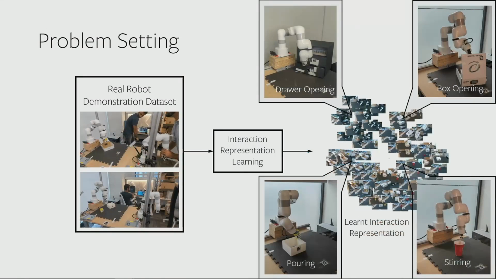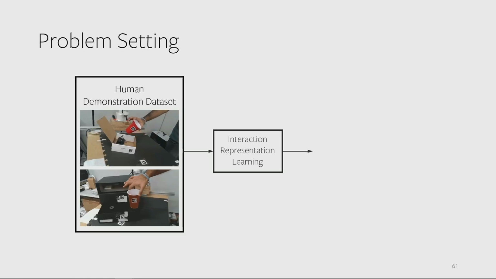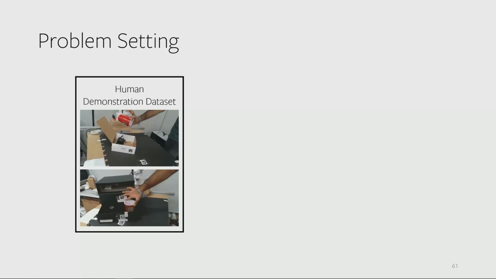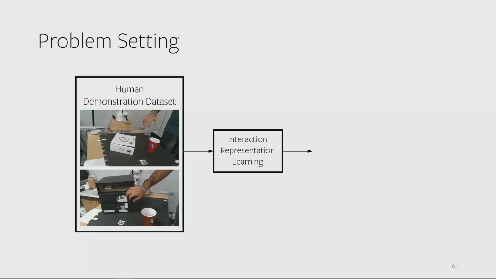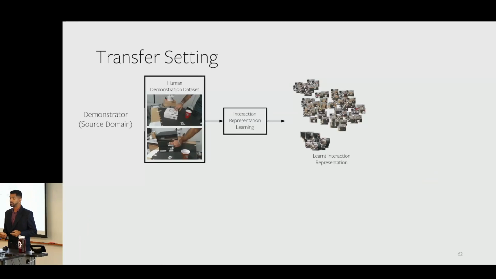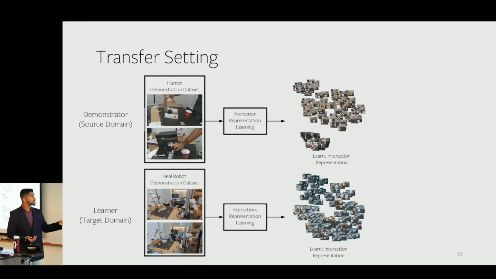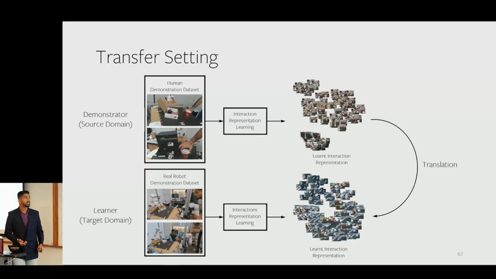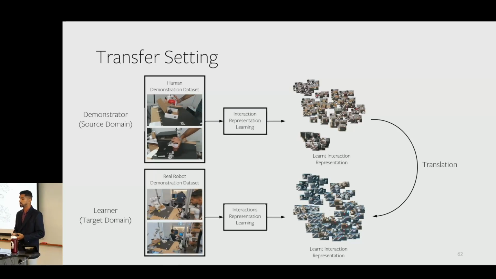We also assume that we have an identical problem setting on the human domain of the demonstrator. So there's a human demonstration data set of the human performing a variety of different tasks. There's an interaction representation learning technique that gives us a corresponding interaction space on the human domain. The transfer setting is pretty similar to before. We have a source domain and a target domain, and we're trying to learn some kind of translation function across these two domains.